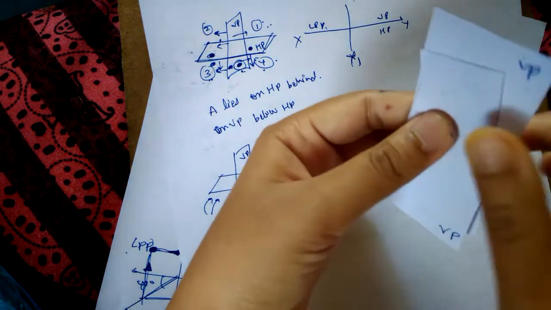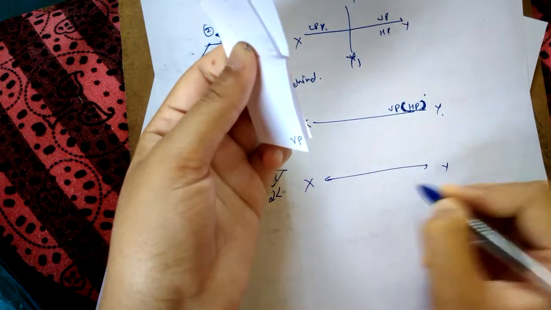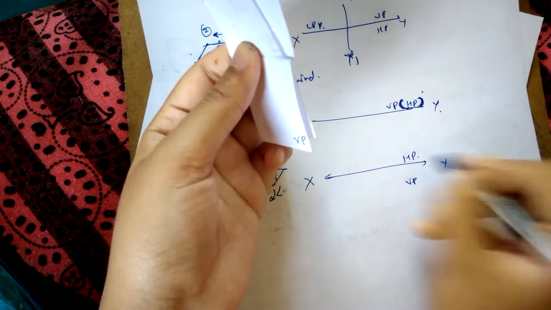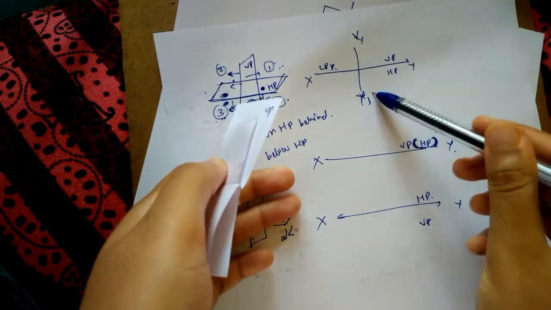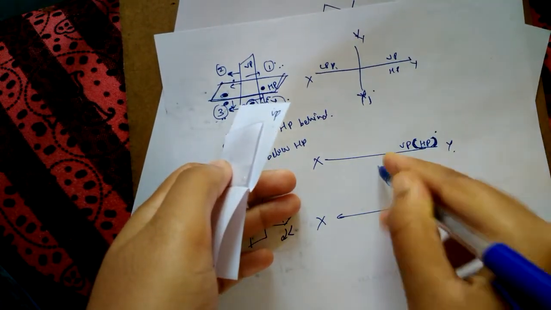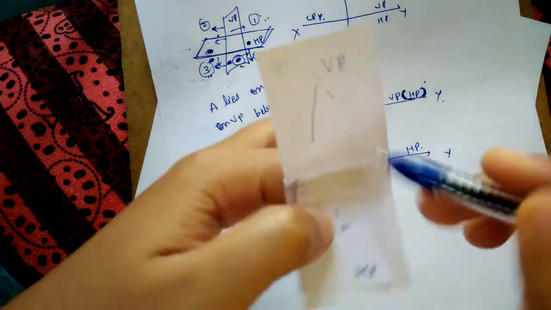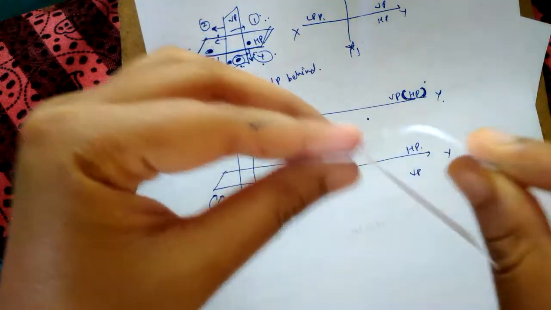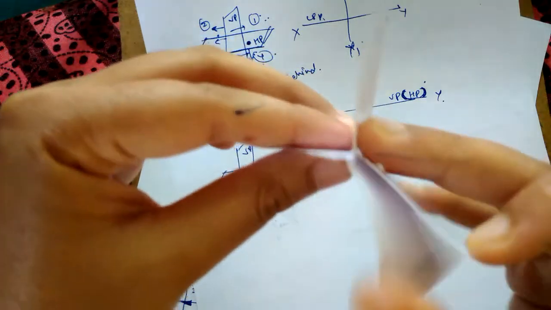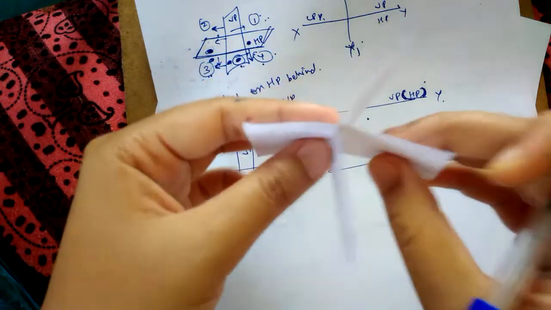For the third quadrant, the HP moves above and VP will be remaining downwards. So your thing becomes XY, VP, HP. Anything you have to represent in the first quadrant, you have to draw it like this. In the second quadrant, like this. In the third quadrant, like this. And in the fourth quadrant, the HP moves below the XY line, since it rotates clockwise and moves below. We had these four quadrants.